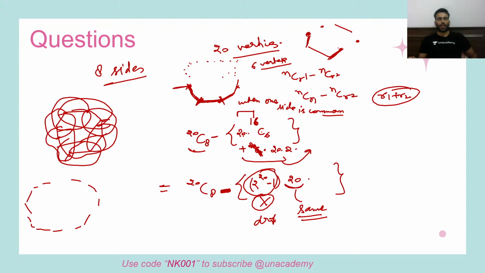When I pick these two adjacent sides, how many points can't I choose? So 1, 2, 3 points are already chosen, and 2 more I can't choose. So in total I have 5 points. So out of 15 points, I have to choose now how many points?